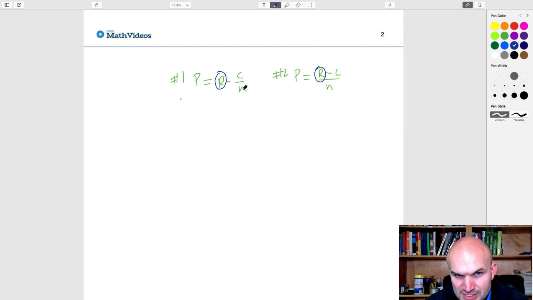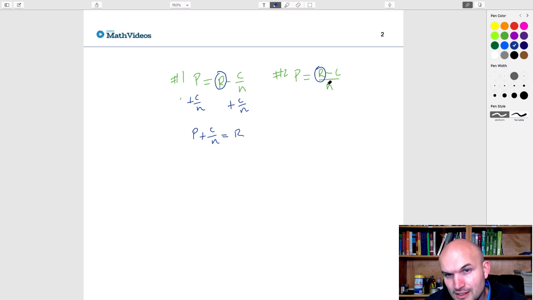So in this first example, I'm subtracting a C over N from the R, so I just want to undo subtracting a C over N. I'm going to add a C over N to the other side. And therefore, I would have P plus C over N equals R. And that's basically as simple as that one can be.